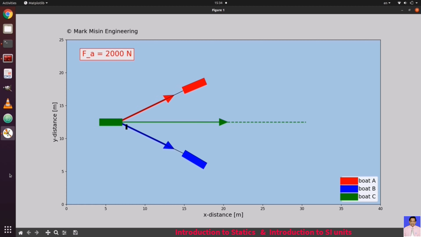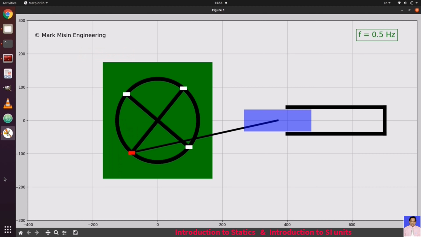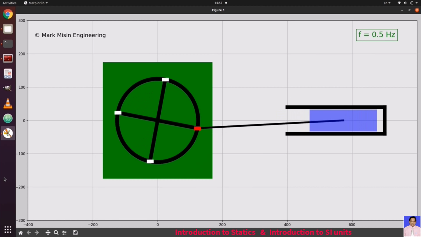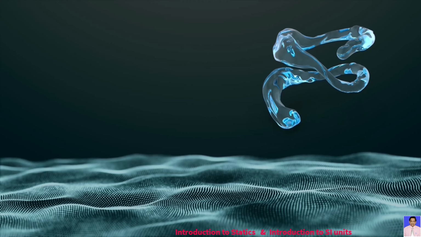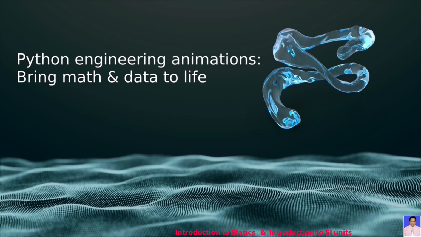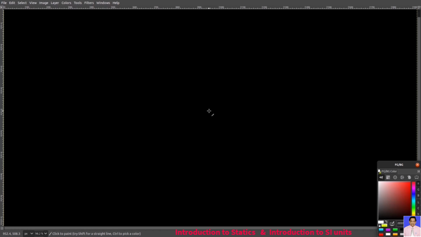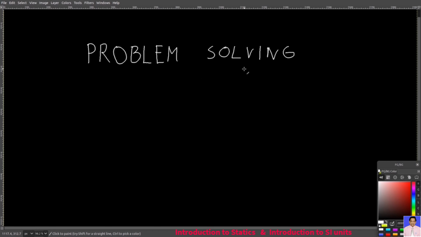I've also tried making this course more intuitive by using some Python animations to visualize some of the concepts. Python animation tools are a topic on its own, and it's covered in another course. Python engineering animations bring math and data to life. That course will teach you everything you need to know about Python animation tools. And finally, what I want to say is that this course is heavily focused on problem solving. I will be giving you a lot of problems to solve.